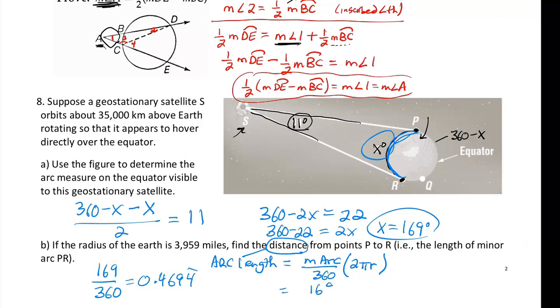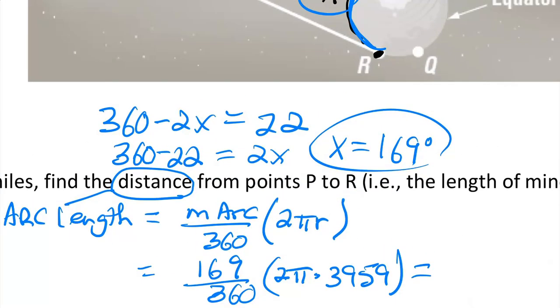So we'd have 169 over 360. That's the fraction of the circumference that we're traveling from P to R. And the circumference is 2 pi times the radius of the Earth, 3959. Multiplying that out, we would get 2 times pi times 3959, which is 11677.492.